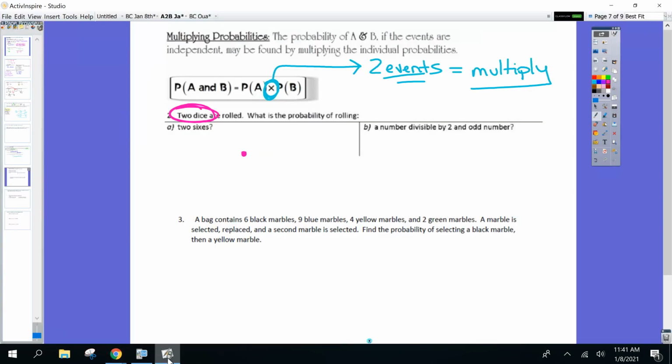Caroline, here you go. Ready? 2 6s. So Caroline, die number 1. What's the probability you roll a 6? 1 out of 6. Die number 2. What's the probability you roll a 6? 1 out of 6. Right? The first one doesn't have an effect on that one. So I have 1 6th times 1 6th.